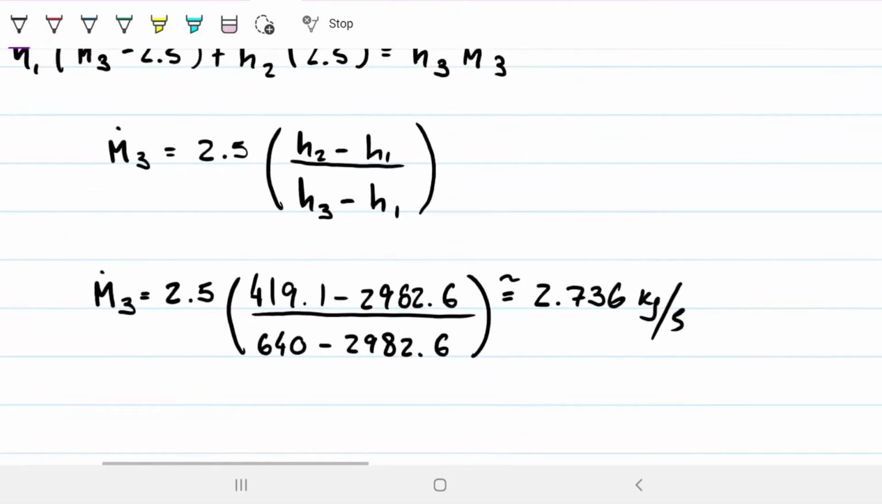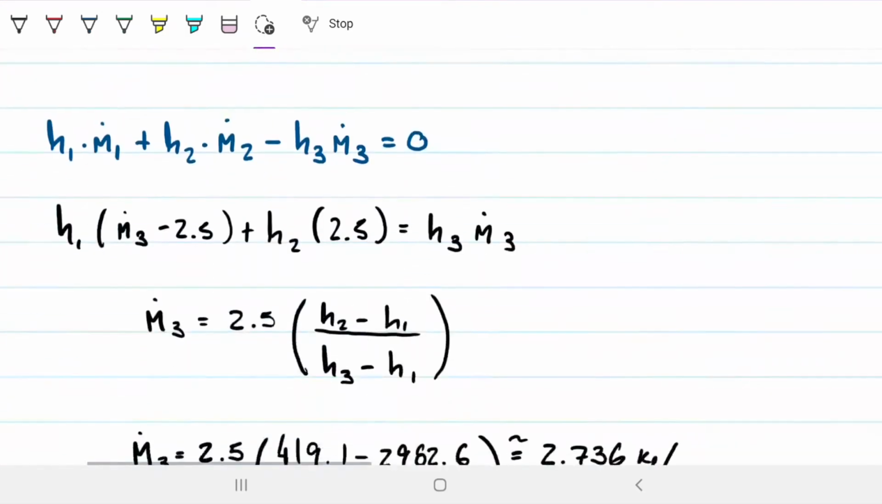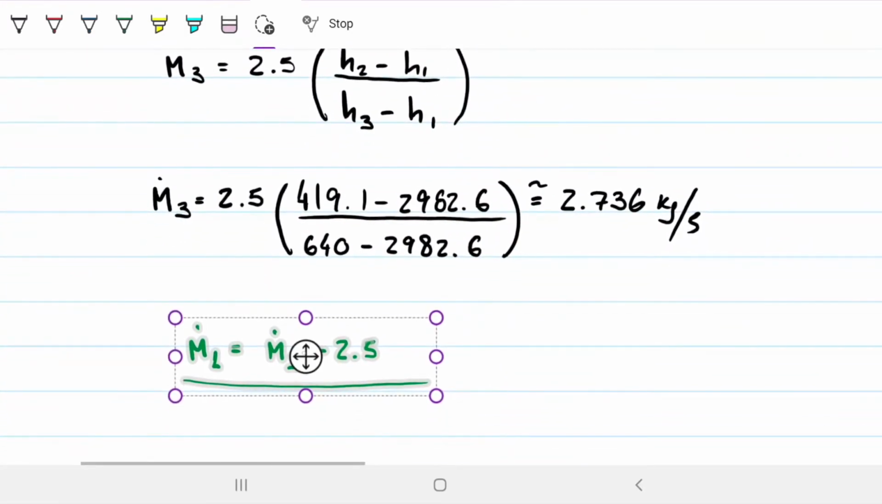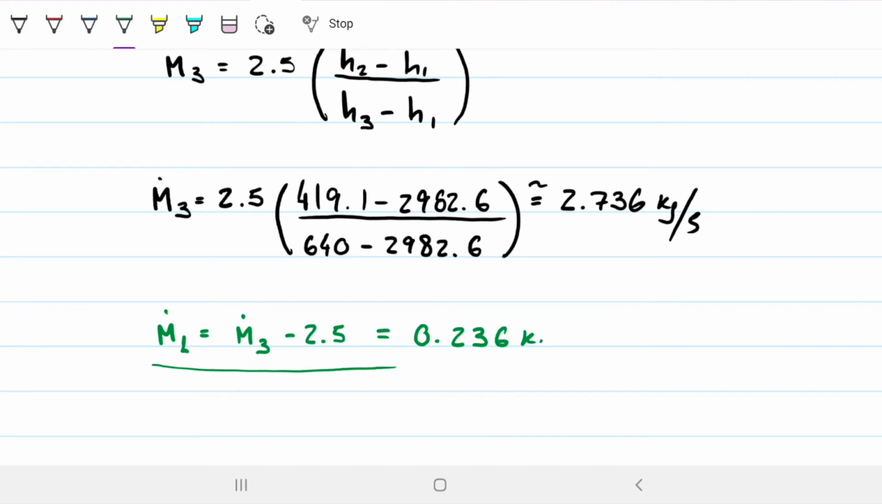Okay, that's M3, but we're not interested in that. We're interested in M1, and that's what we're looking for. So M1, very straightforward. Just need to subtract 2.5 from whatever we found. We found 2.70, so that's going to be 0.236 kilograms per second. Right, and that's the answer for part A.